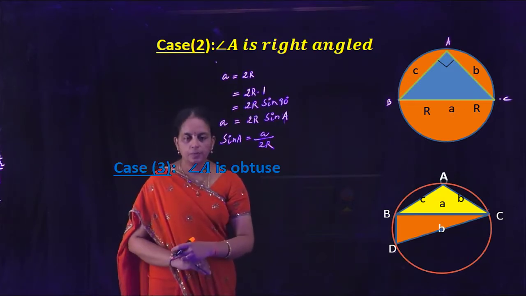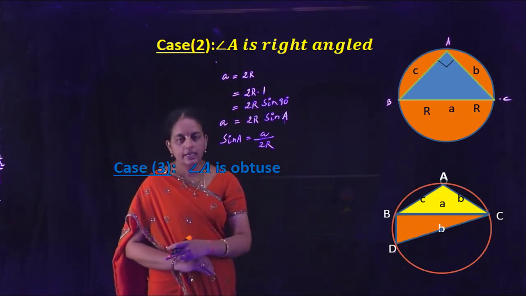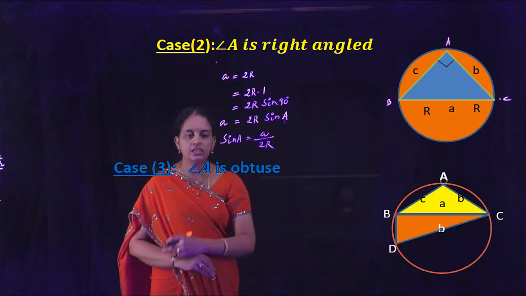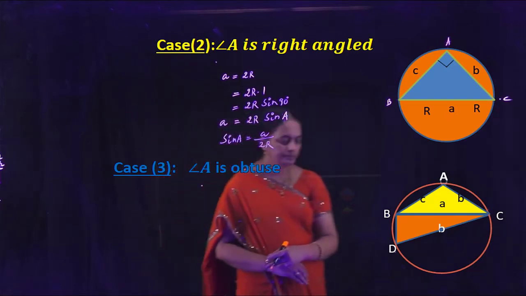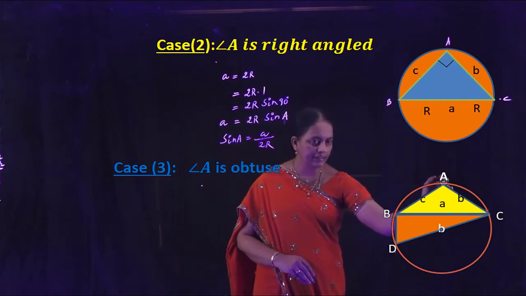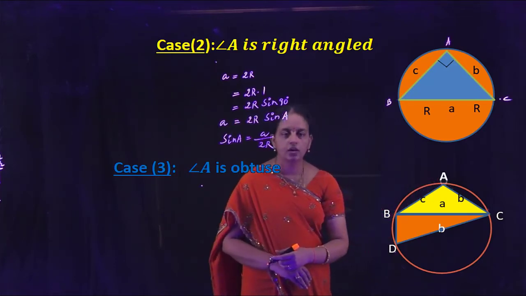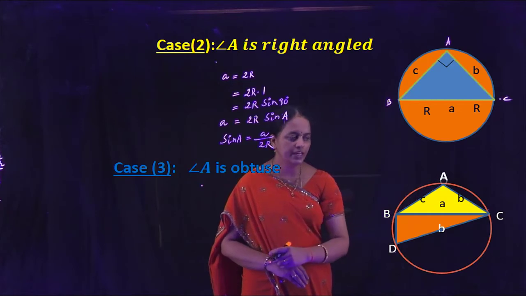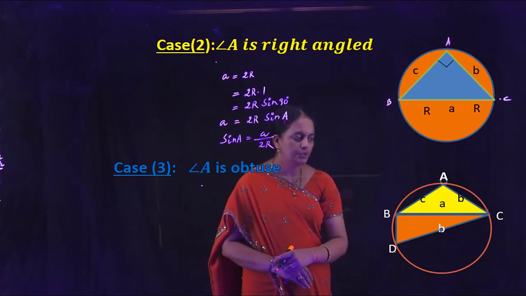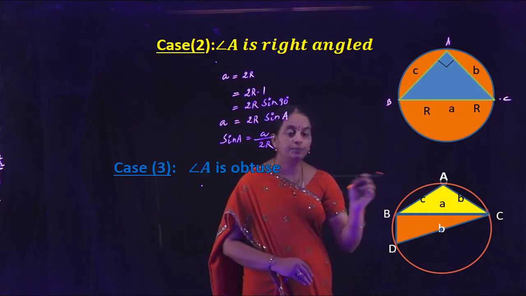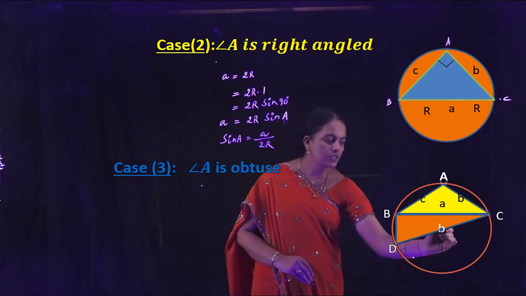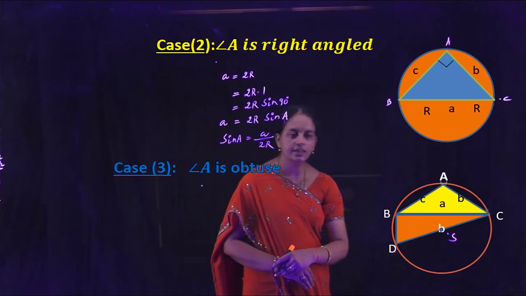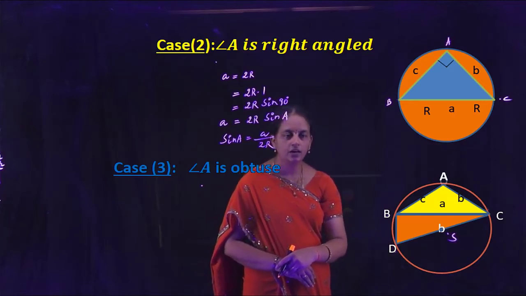Next, we will prove the third case, that is angle A is an obtuse angle. From the figure, angle A is obtuse. Already we know that in an obtuse angle triangle, the circumcenter lies outside the triangle.